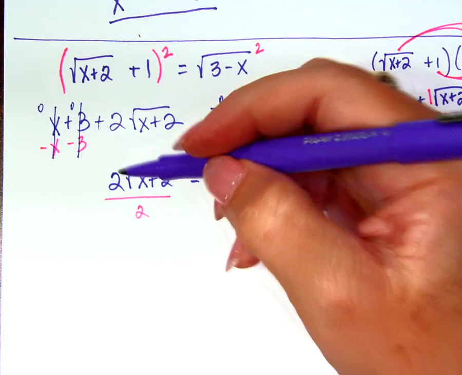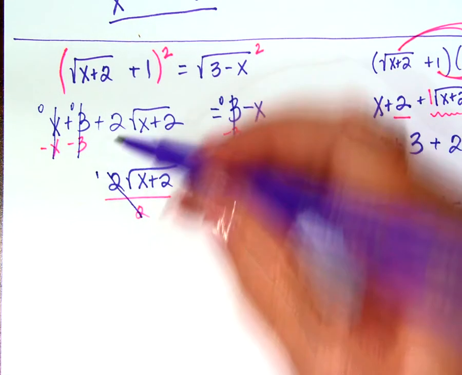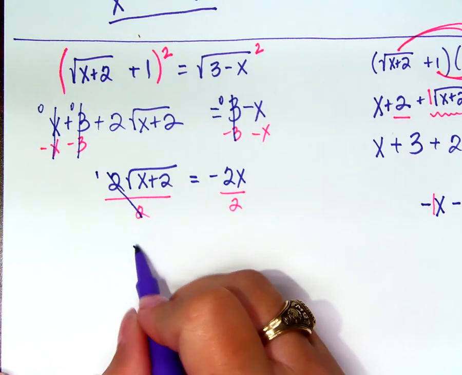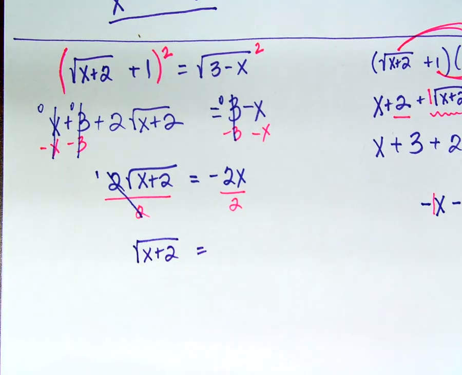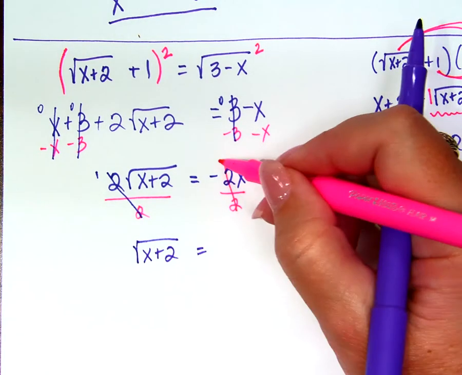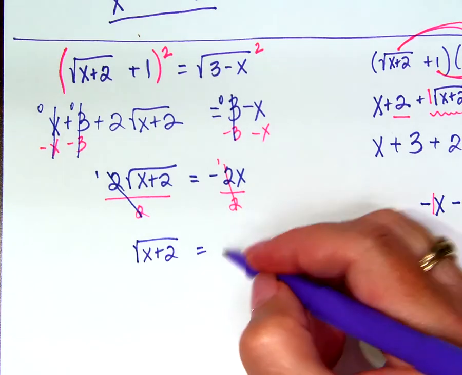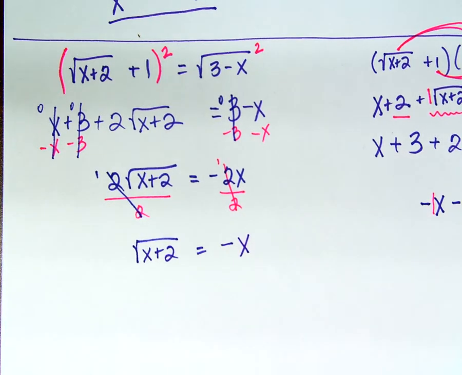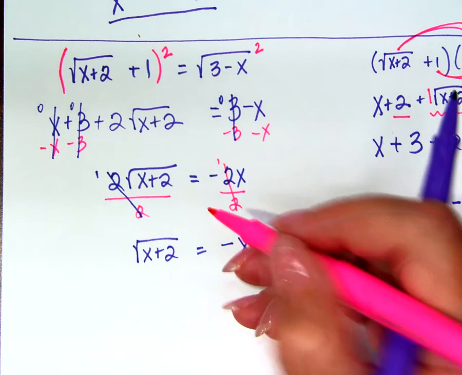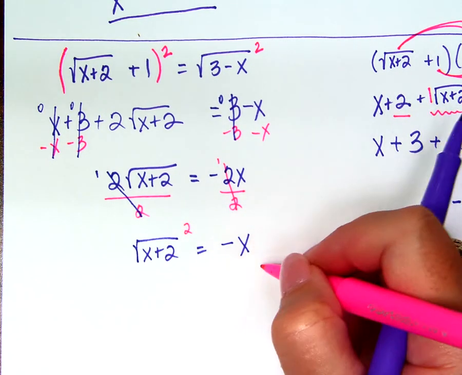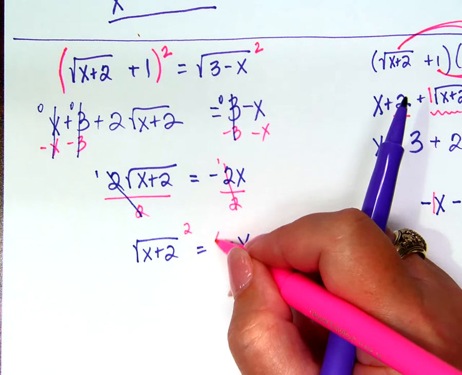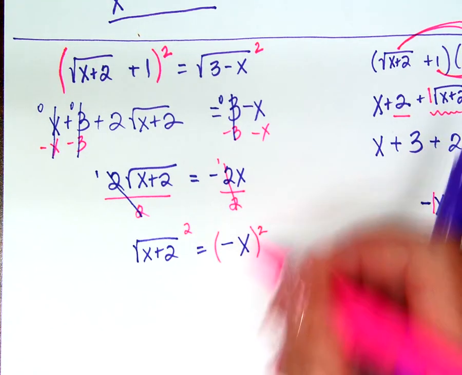2 divided by 2 is 1. So I just have the square root of x plus 2 on the left-hand side. What do I have on the right-hand side? If that simplifies to 1, I have negative x. Now what would you like to do? Now we want to square both sides. Okay? Trinity, you think we should put parentheses over here just to make sure? Okay.